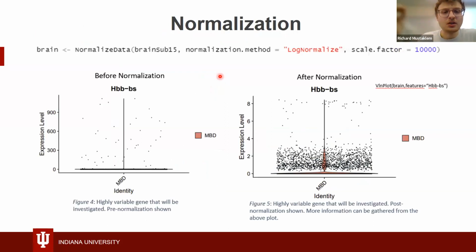So the next step is we need to normalize our data. Now that we've identified some genes, we want to normalize. And what I did was, you don't actually have to run this part down here, this violin plot, but I wanted to show you guys what normalization does and why we do it.